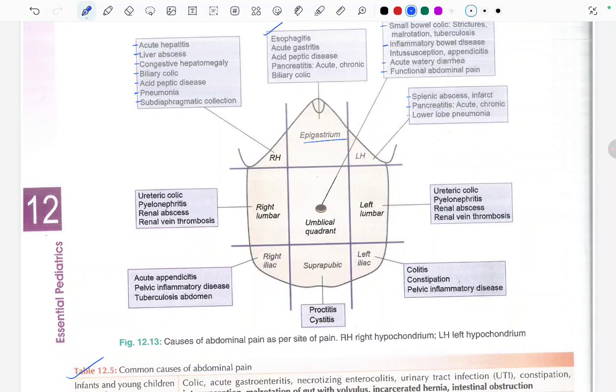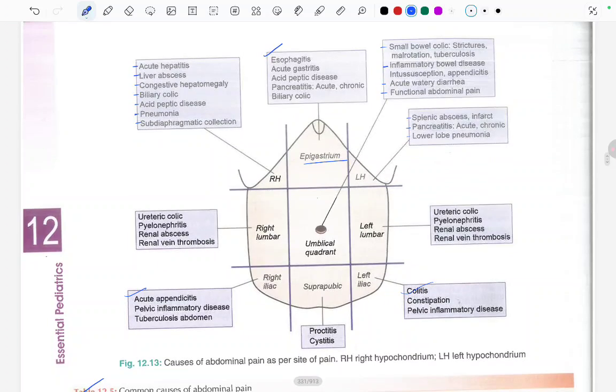If the pain is suprapubic, then it can be proctitis or cystitis. If there is right iliac fossa pain, then it can be acute appendicitis, pelvic inflammatory disease, and tuberculosis abdomen. And in the left iliac fossa, there can be constipation, colitis, and pelvic inflammatory disease. Okay, this was an important thing, we should know this.